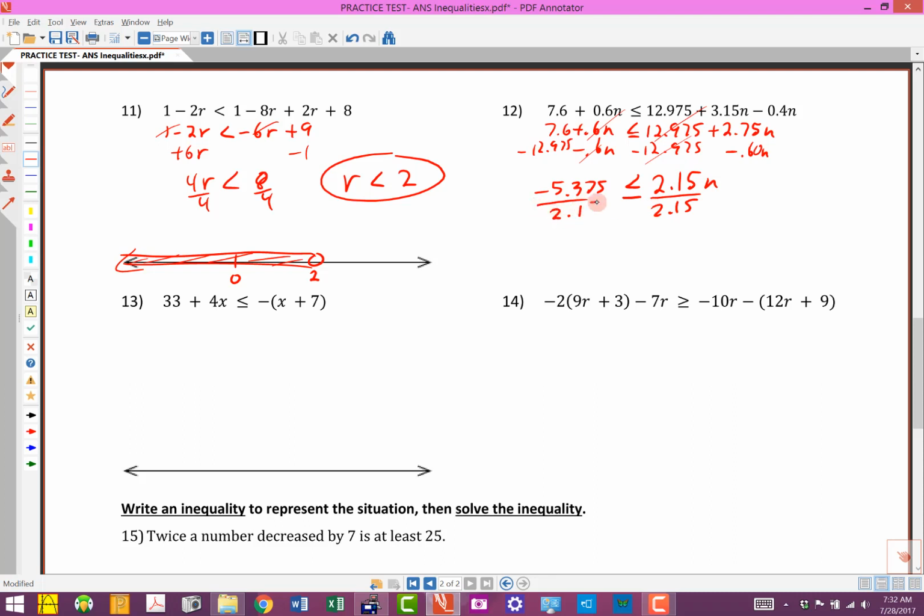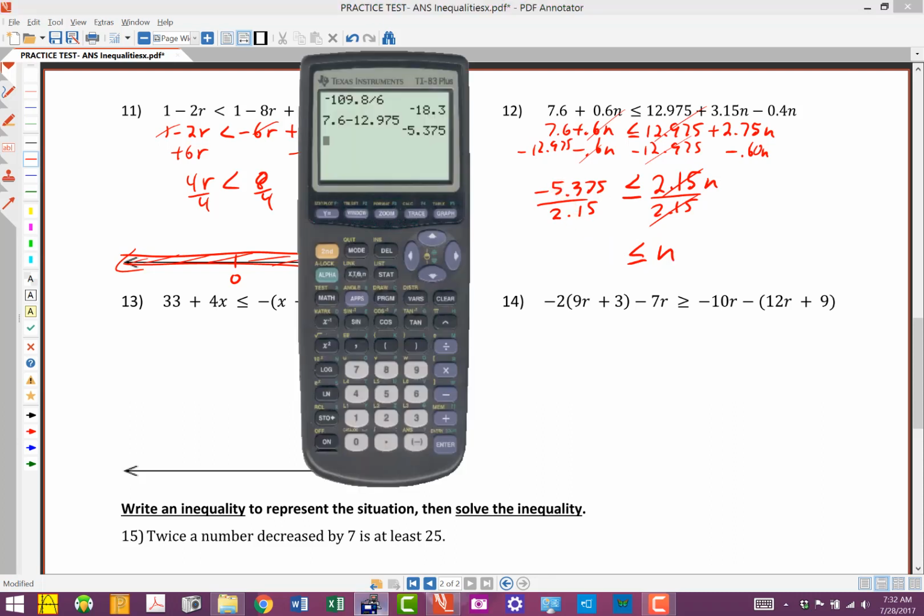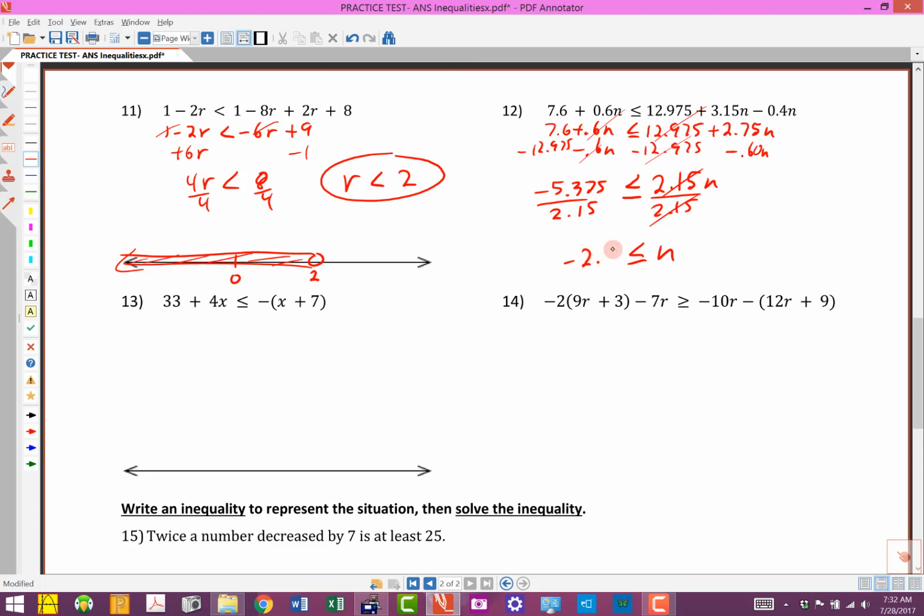And dividing by positive 2.15 is not going to change the direction, so we're going to leave it like this. And then we're going to throw that in the calculator, so we're going to take that last answer and we're going to divide it by 2.15, and we end up with negative 2.5. So negative 2.5, and again, no need to graph that one.